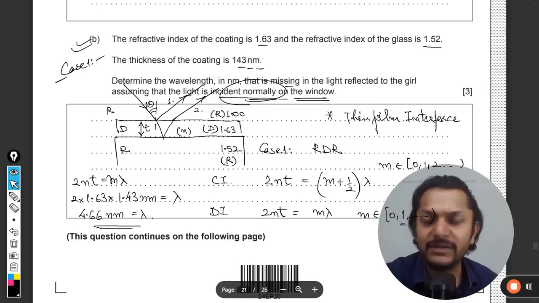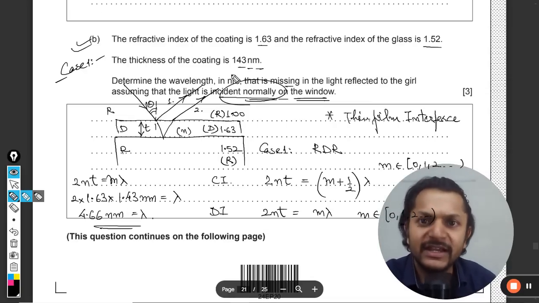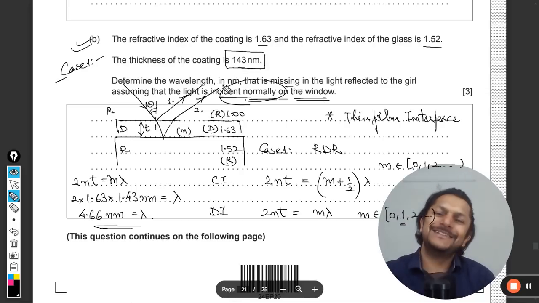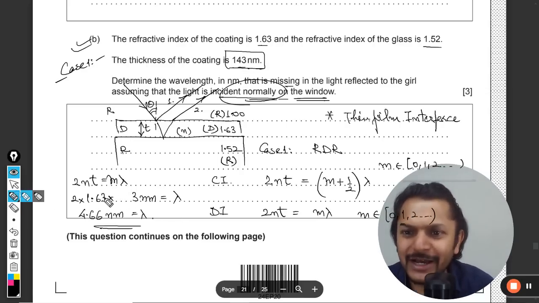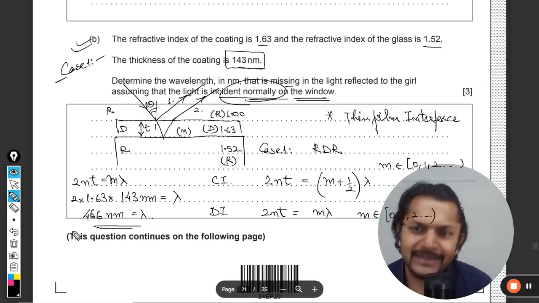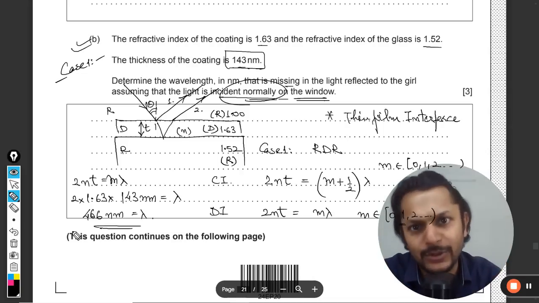Okay, my mistake. I chose it to be 1.43 by mistake. It is 143. So we remove this decimal, which means we are going to multiply by 100, isn't it? So that will become 466 here. Yes. So the answer given is 470, and this is how we do it.